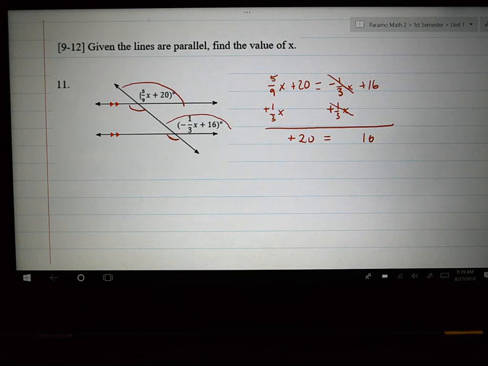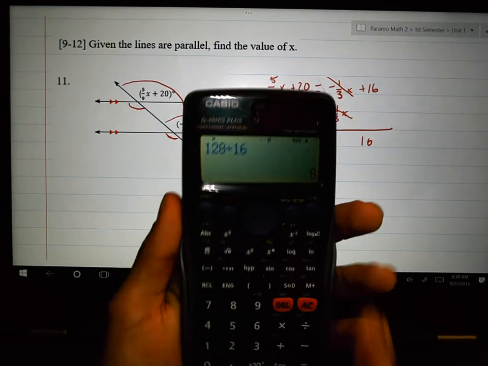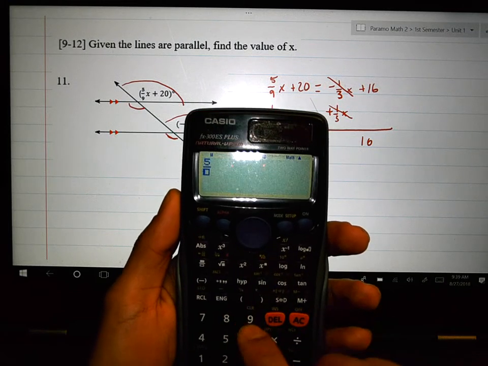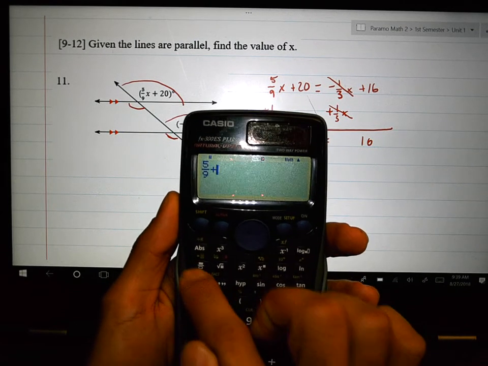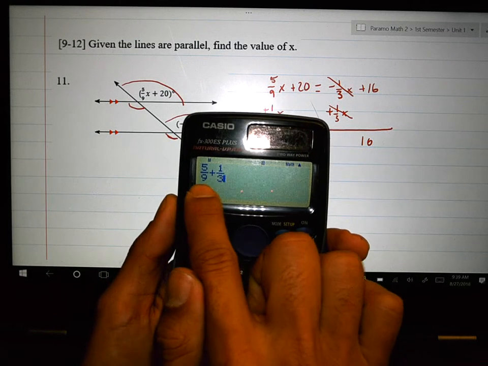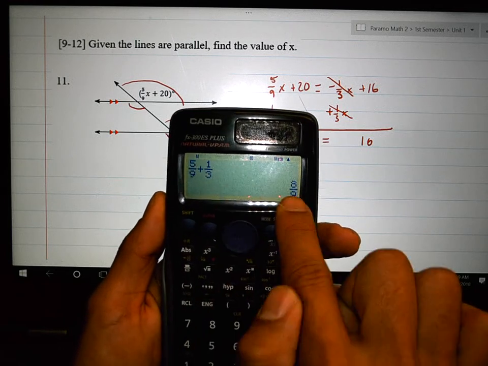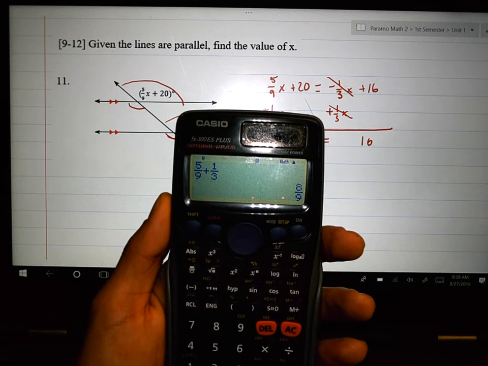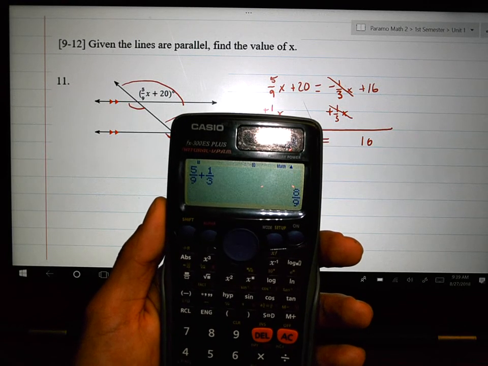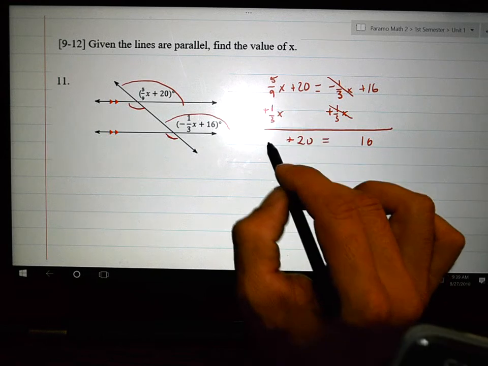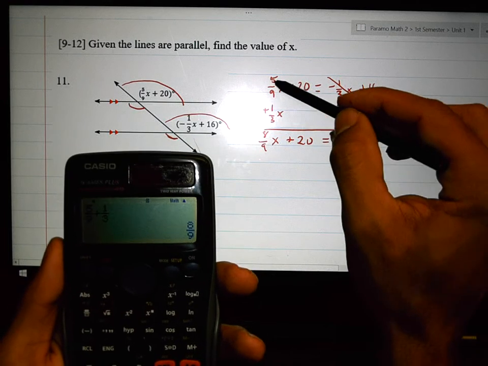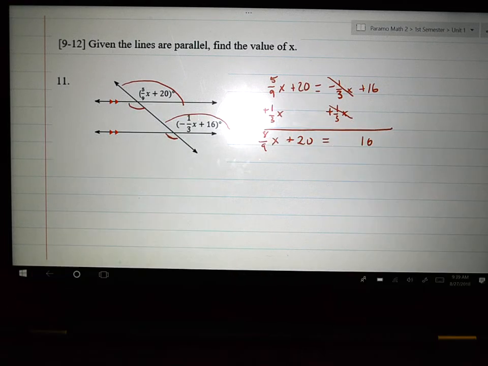And 5/9 plus 1/3. Once again, I am going to recommend you use your calculator for this. 5/9 plus fraction button 1/3. You'll see I actually use the fraction button, I type it in, and my calculator will give me the answer in terms of a fraction in lowest terms. My calculator tells me it's 8/9 x. There is no place to put in the x when you're doing this, so you just have to know that 5/9 x plus 1/3 x is 8/9 x.